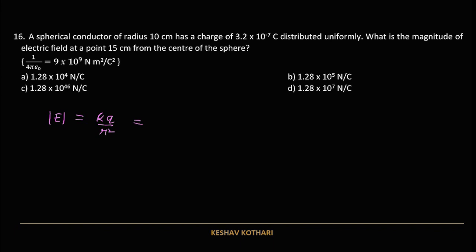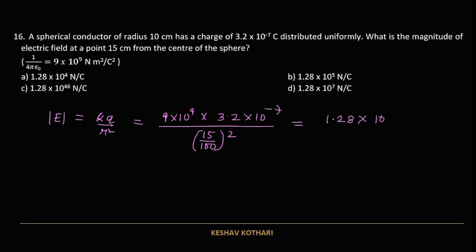So the value can be written as k, that is 9 into 10 to the power 9, charge which is uniformly distributed 3.2 into 10 to the power minus 7, upon the distance which is equal to 15 centimeter. So the radius of the sphere in this particular problem is immaterial. We are not using that particular value. And on solving, we obtain it as equal to 1.28 into 10 to the power 5 Newton per Coulomb. That is the option 1.28 into 10 to the power 5 Newton per Coulomb. Option B is correct. Let us move to the next problem.